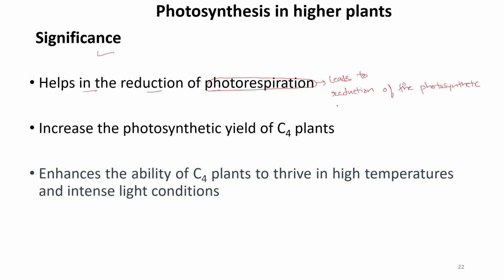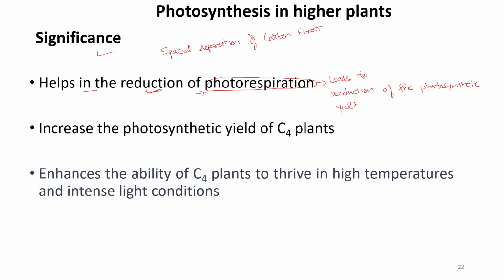Photosynthetic yield. Okay. So C4 plants are adapted to higher temperature and all. Because of this adaptation and because of the presence of Kranz anatomy, there is reduction of photorespiration. So in Kranz anatomy, you have seen in the C4 cycle that there was a spatial separation of what? There is a spatial separation of carbon fixation.